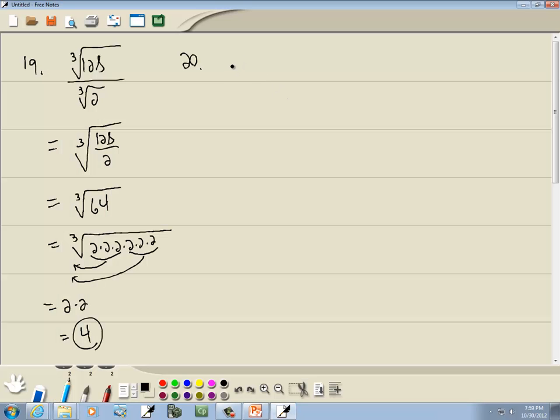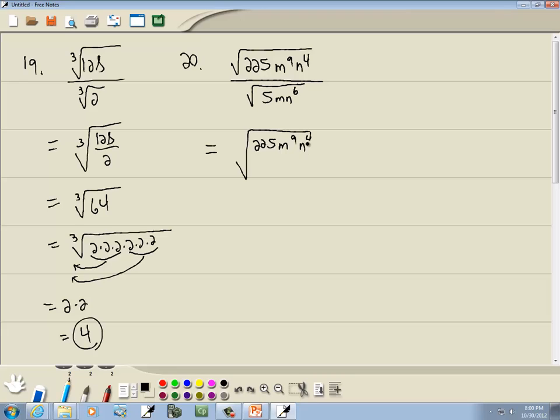Let's take a look at this one. Got square root of 225, m to the 9th, n to the 4th, over square root of 5m n to the 6th. Now sometimes, of course, the main problem is here we can't have a radical in the denominator. But sometimes you can see that if you have a radical on top and radical on the bottom, that if you merge them together, they would simplify a little bit. And that's what this looks like. So let's go ahead and temporarily put them together. Sometimes you temporarily put them together, you simplify, and then you break them back apart. As weird as that seems.